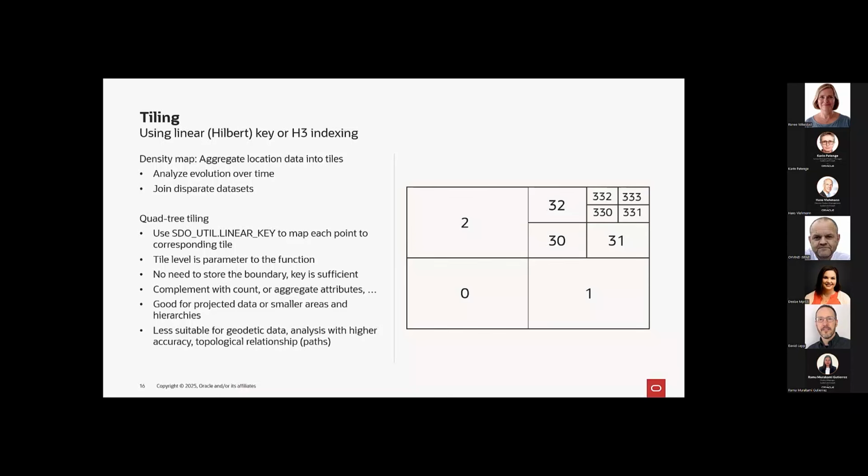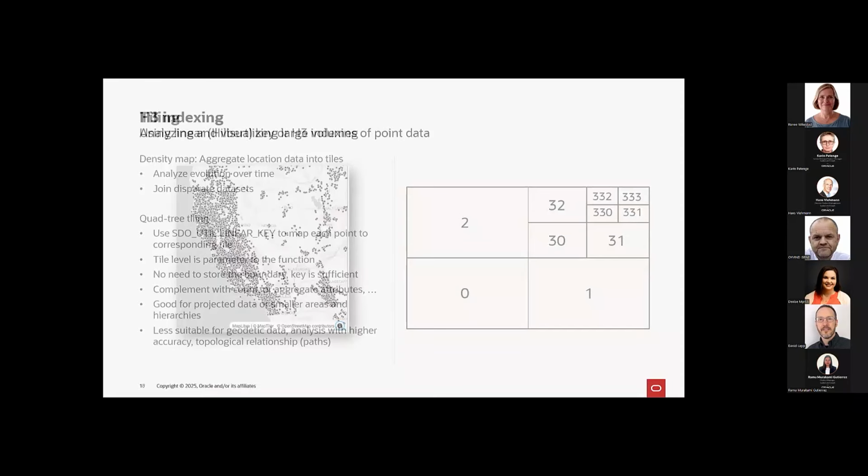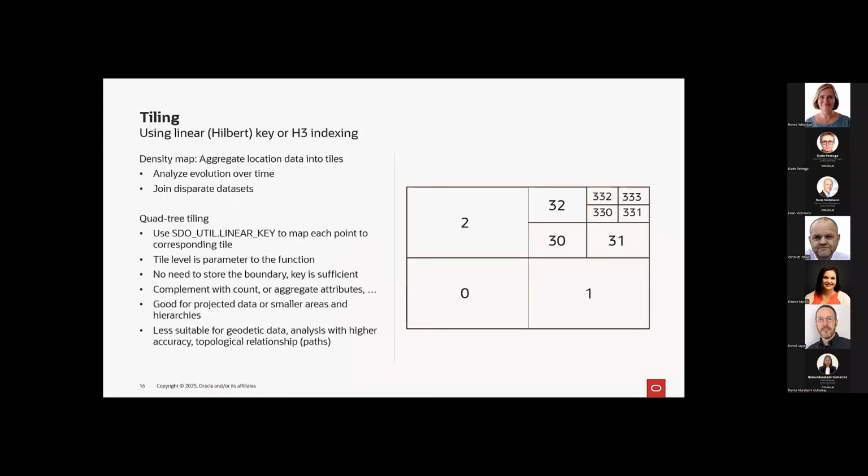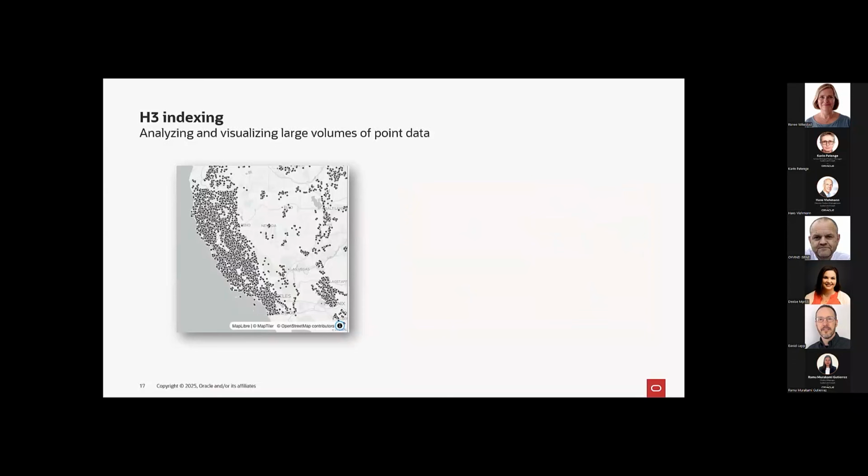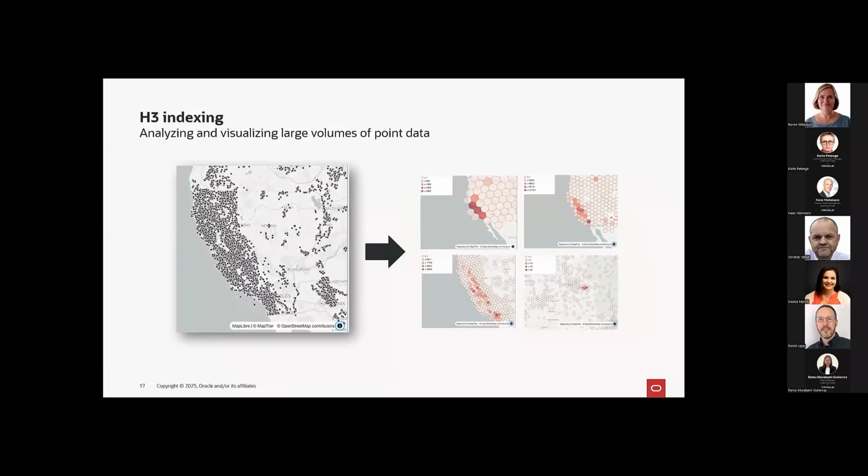Now, the quad tree tiling, as I said, is fast, but it also has a couple of drawbacks. If you look at the size of the tiles and how they behave more towards the poles, it is problematic, and the distance between the midpoints are also not constant. So what has become more popular these days is to use hexagonal cells instead of rectangular tiles, like the ones you can see here, right, where you would basically map point data like here into hexagons and then aggregate per hexagon.